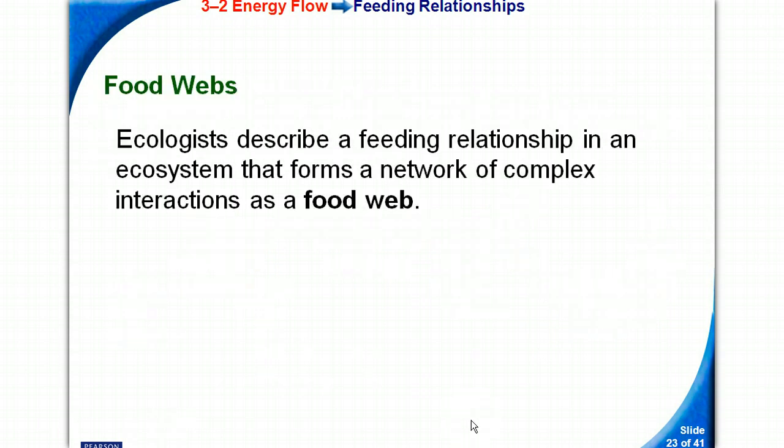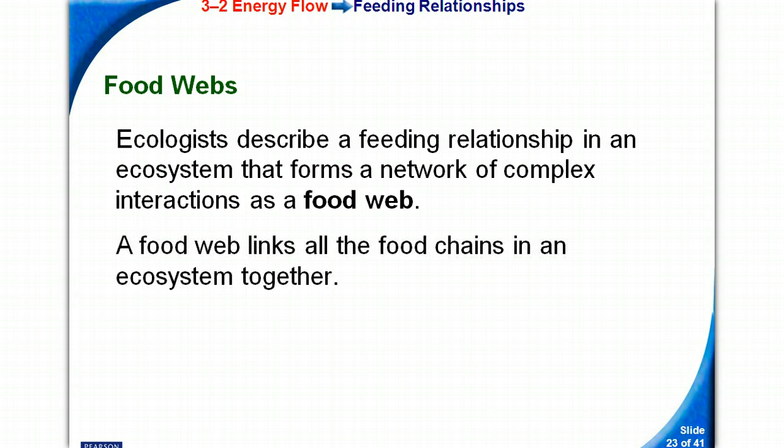Food webs. Ecologists describe a feeding relationship in an ecosystem that forms a network of complex interactions as a food web. A food web links all the food chains in one ecosystem together. So what you've got to remember is a food web is built up of more than one food chain. Okay? So a food web can be a food chain, but a food chain can't be a food web, because it takes more than one chain to make a web.